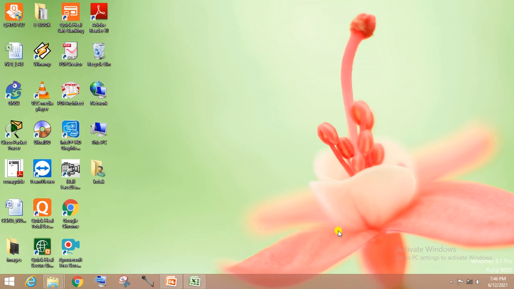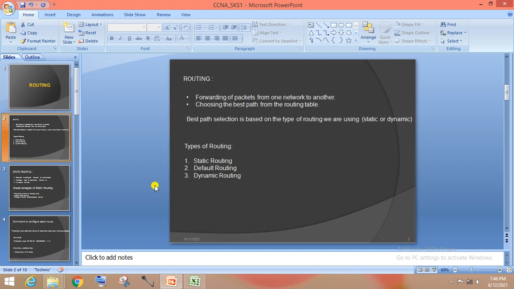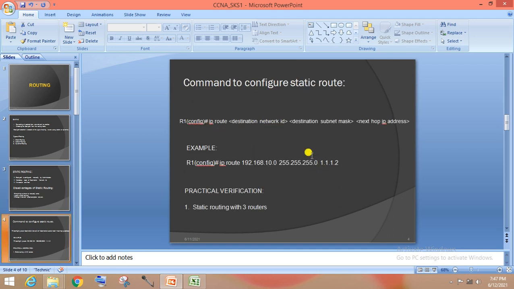Everyone, let us start our topic once again. What we have learned previously was what routing is. Then the types of routing, that is static, dynamic and default routing. Then we discussed what static routing is, what its disadvantages are, and how we have to configure static routing.